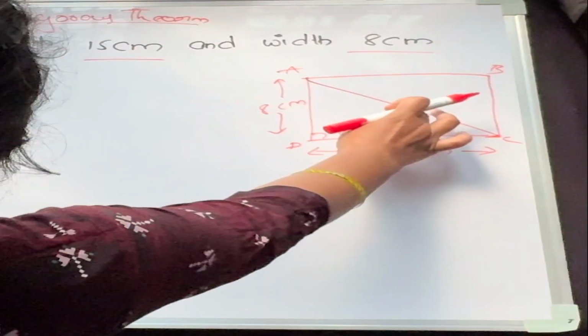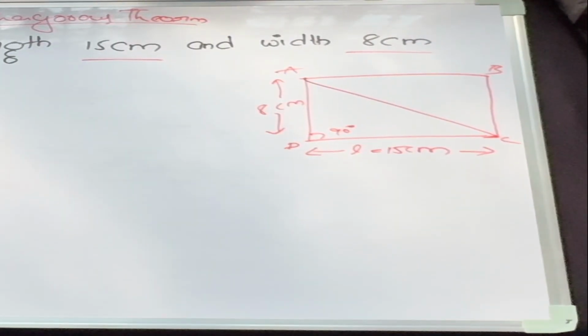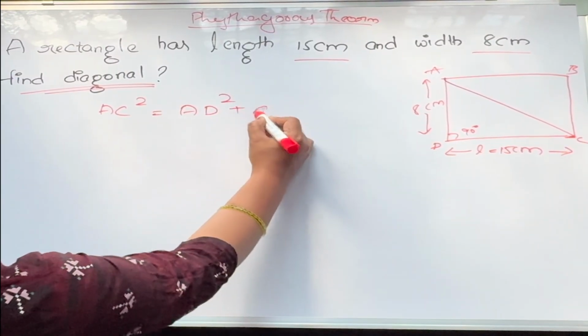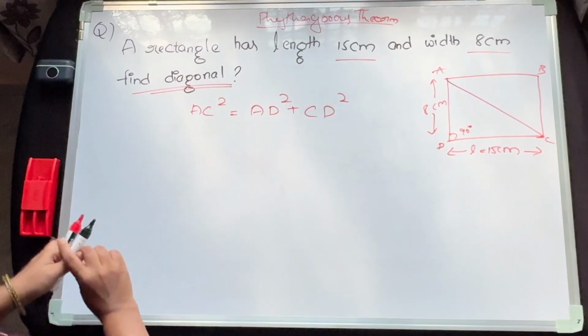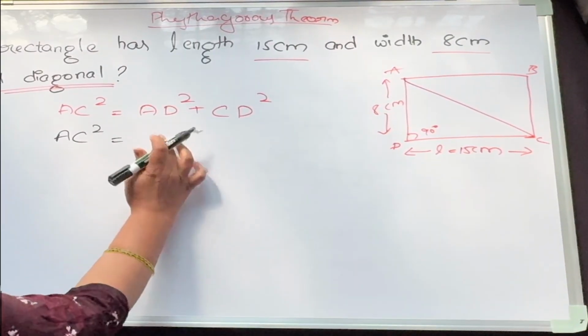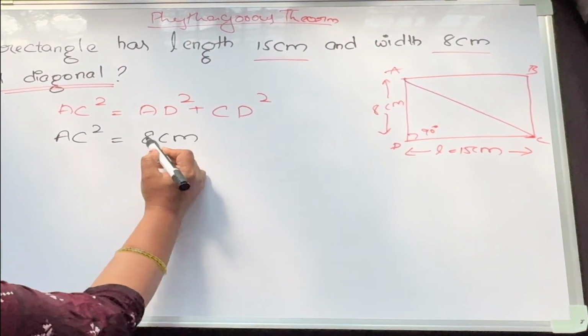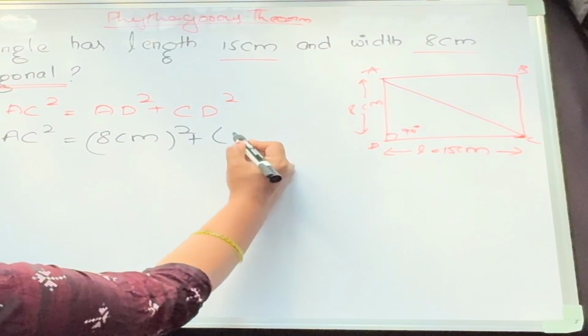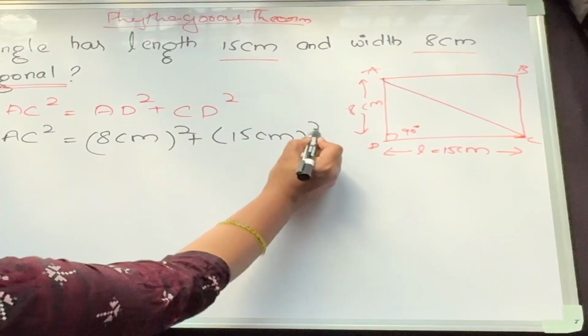See, it is Pythagoras. So, according to Pythagoras, AC square is equal to AD square plus CD square. Okay, what is given? AC square is equal to AD, which is 8 centimeters, whole square, plus CD, which is 15 centimeters, whole square.